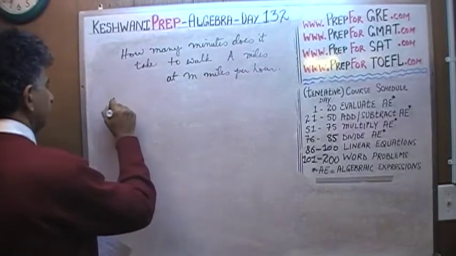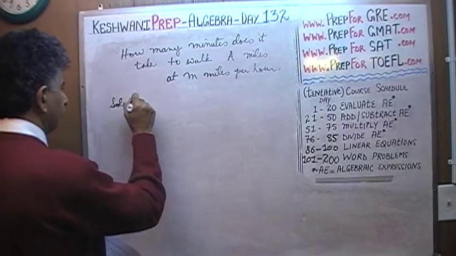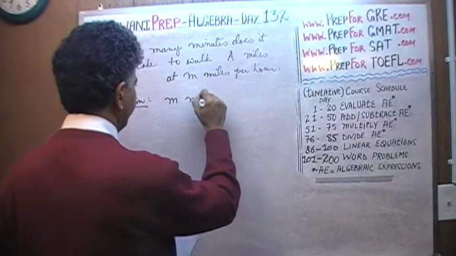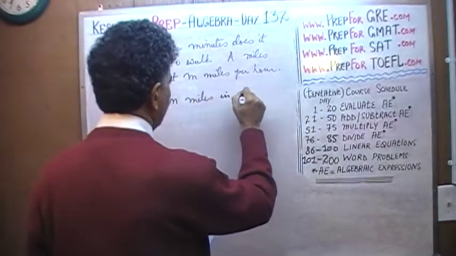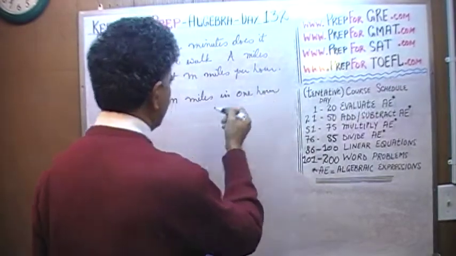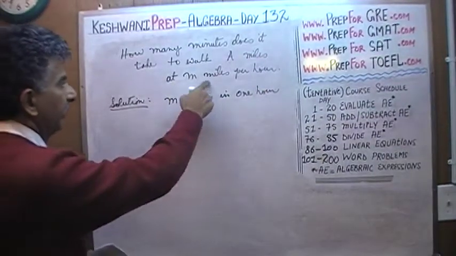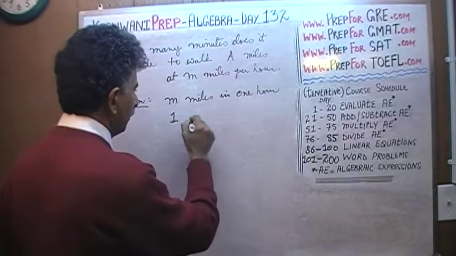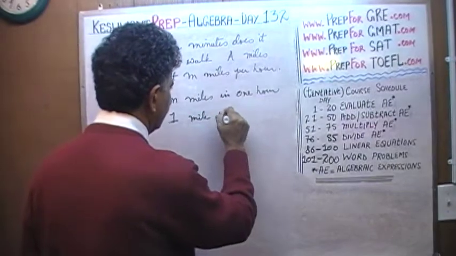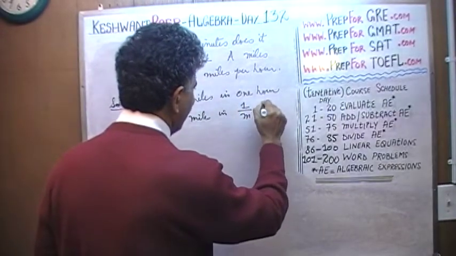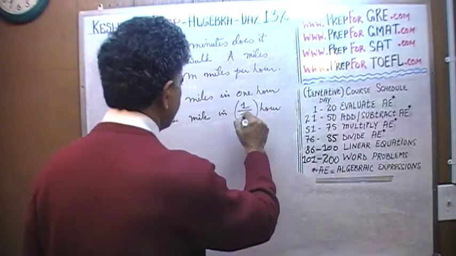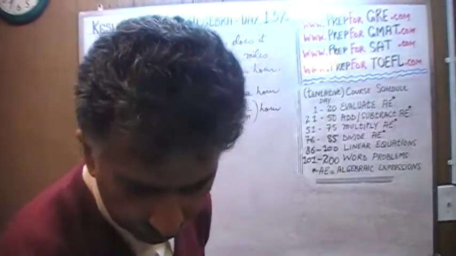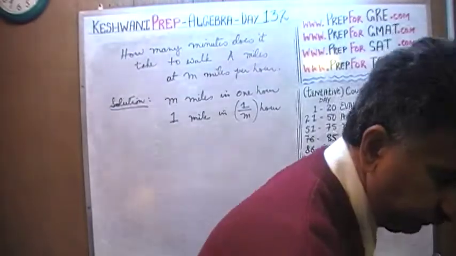So here's the solution. M miles in 1 hour. Where did that come from? Well, we're told that M miles per hour, that's the speed. If that's true, then we should be able to walk 1 mile in 1 over M hour. Let's pause here for a second. Let's make sure that we understand that concept before we go any further.